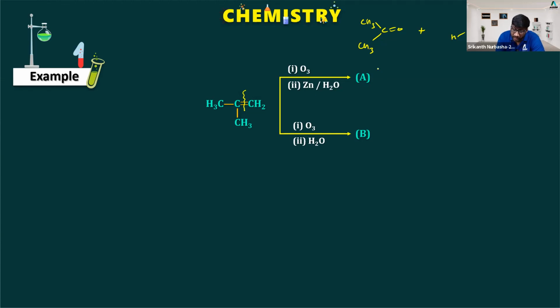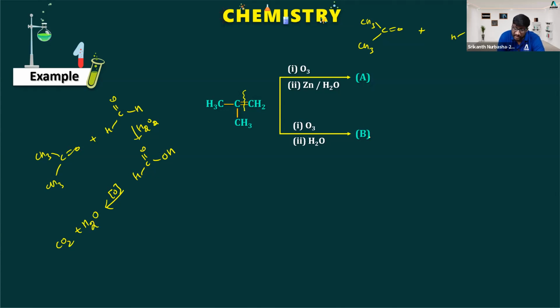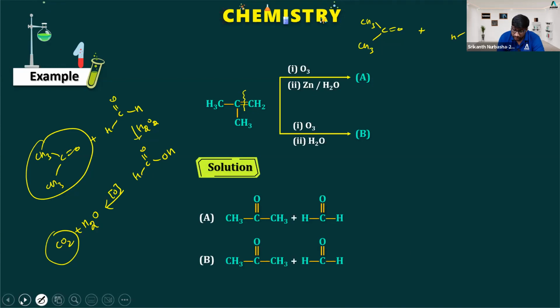What about B? You first write the compounds. In B, you will get CH3, C double bond O, CH3 plus H, C double bond O, H. This HC double bond H is nothing but formaldehyde. We have H2O2 also produced. That H2O2 will react with formaldehyde to form HC double bond OH. This HC double bond OH, whatever is formed, will again oxidize to form CO2 and H2O. So in B, the set of products you get is acetone and CO2. In A, we'll get acetone and formaldehyde. Got it now?